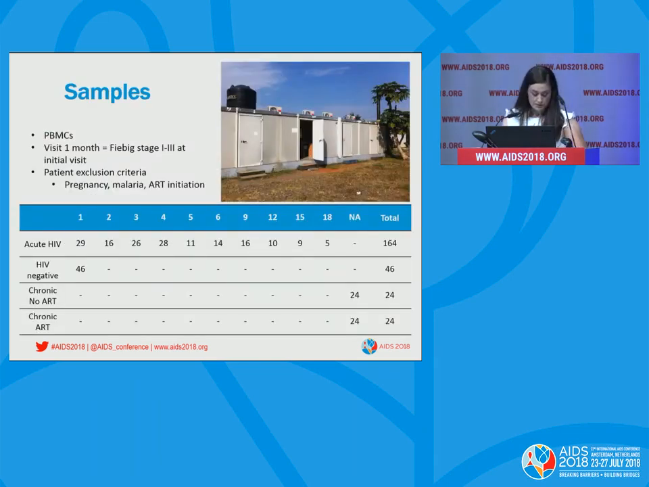So blood samples were collected and PBMCs isolated for RNA sequencing. Feebig stage was identified from the earliest acute time point, and the visit number was adjusted to more accurately reflect time since infection. And as you can see, we started with 29 acute HIV samples at follow-up visit 1, reducing over time to 5 samples at the 18-month follow-up visit. And there were many reasons for dropout, with the most common being confusion, disinterest, or meeting the criteria for ART initiation.